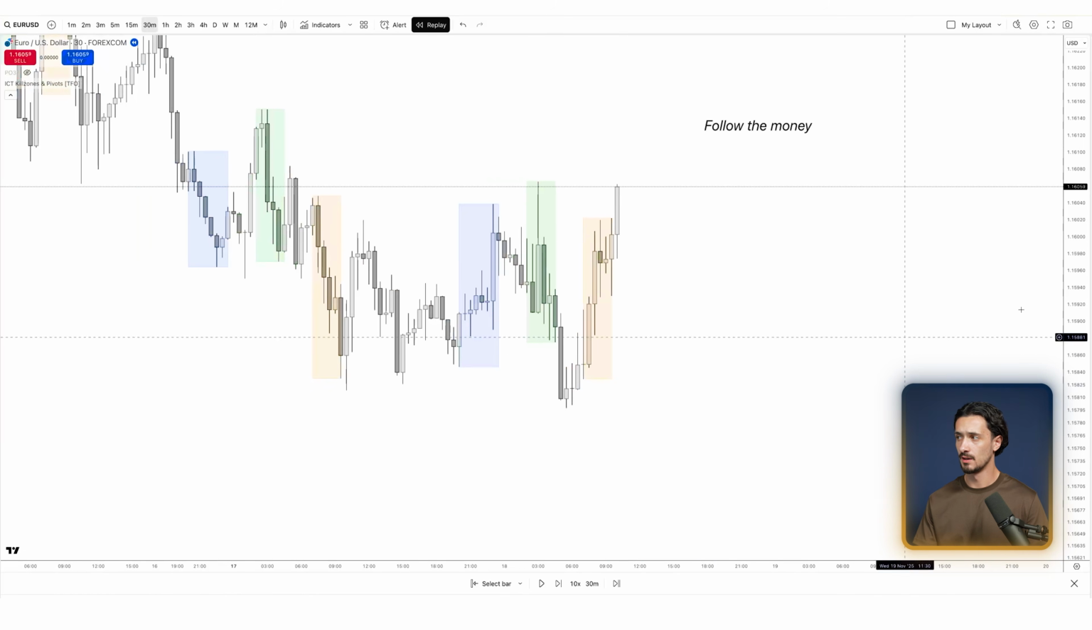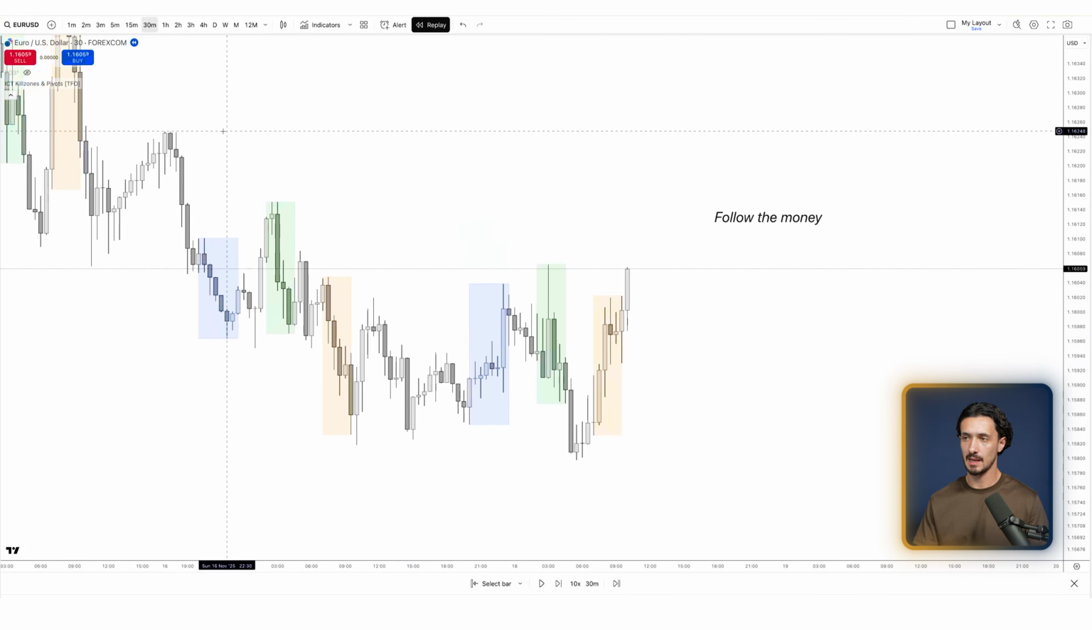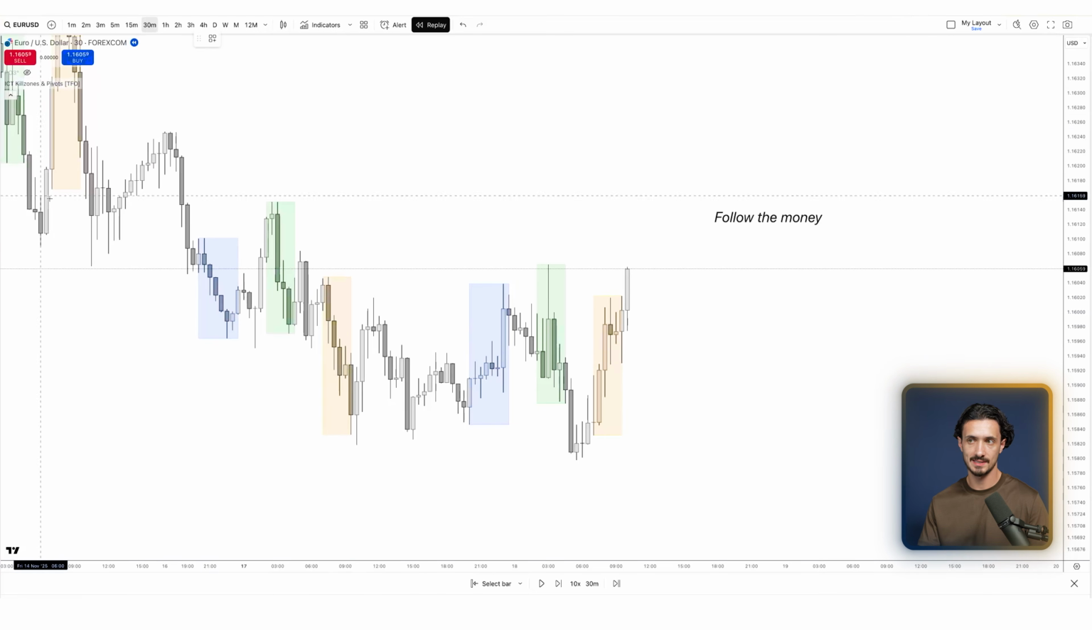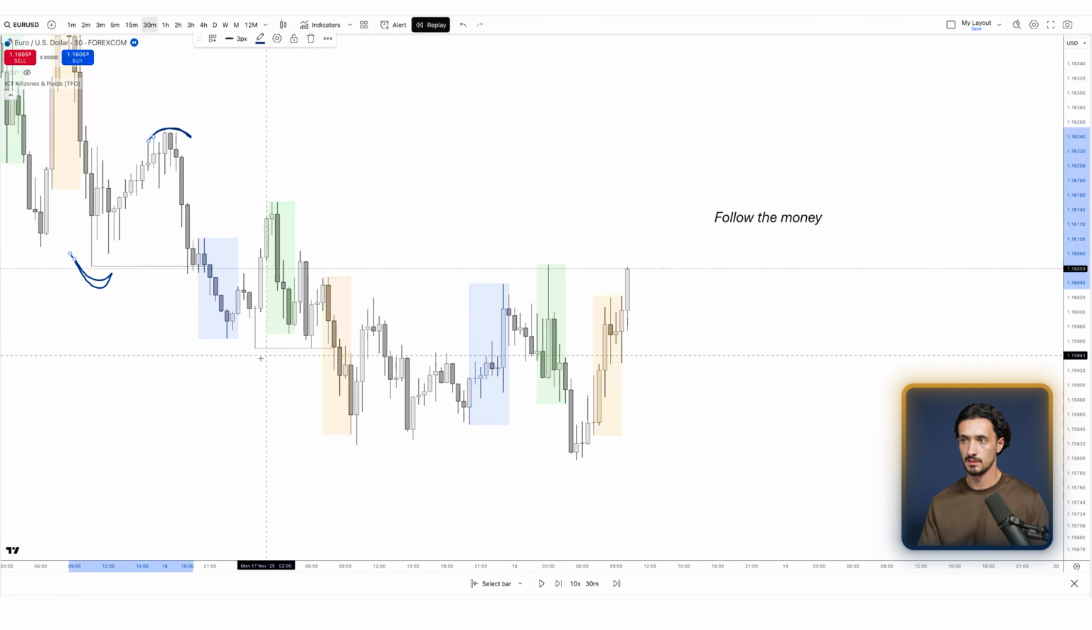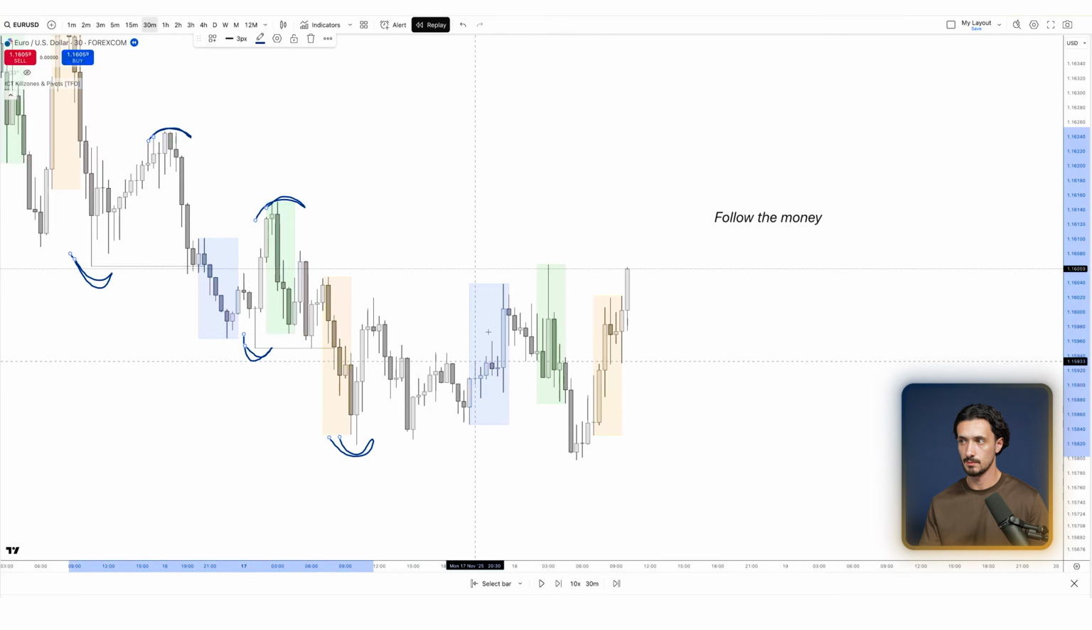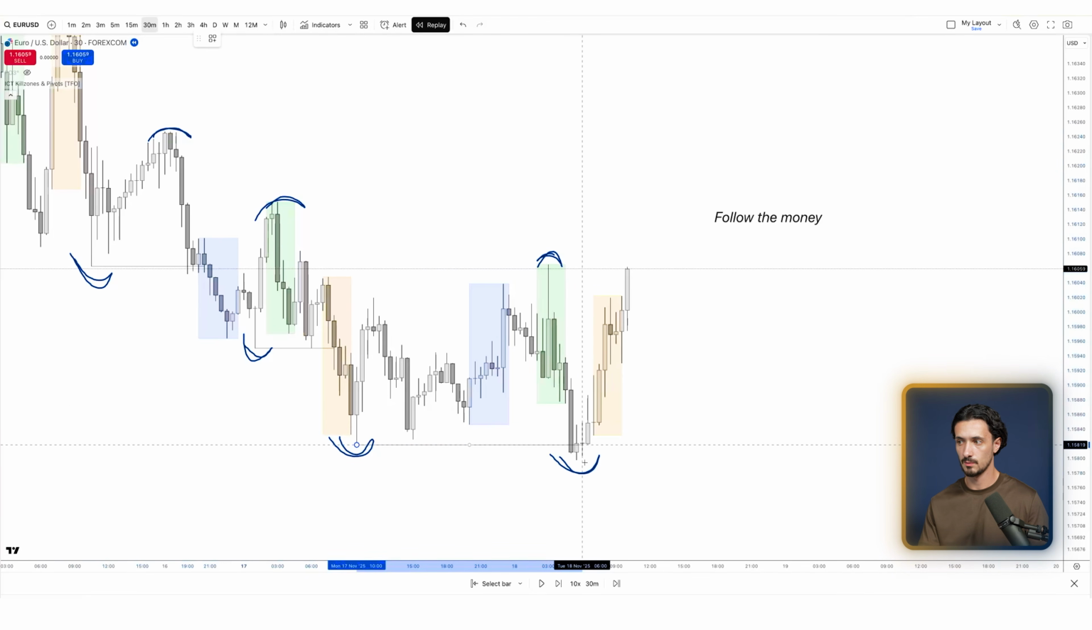So here's an example of what following the money actually looks like. You can see here, we are pretty much in an established bearish market. Of course, price has become a little bit choppy, but you can quite clearly see that we are bearish, right? We have a break of structure down here. We have another break of structure down here. So you can see here, we have swing low, swing high, swing low, swing high, swing low. Price comes back up to this level, swing high, swing low. So you can see that we are bearish, right?